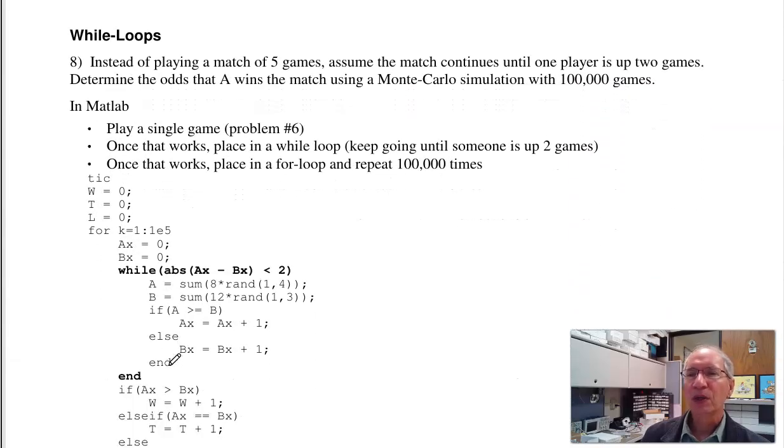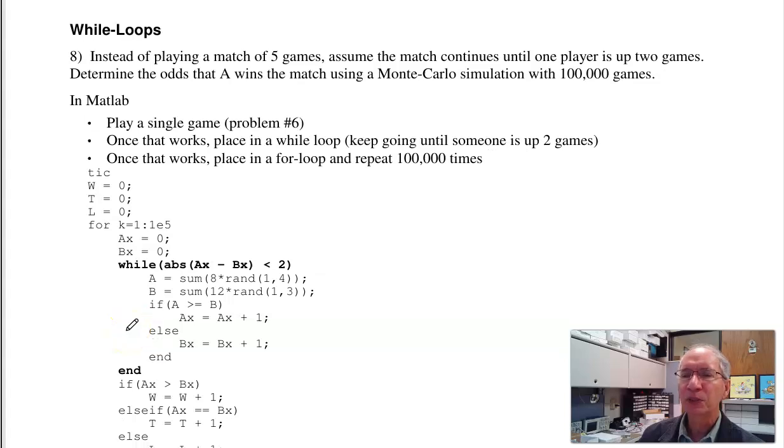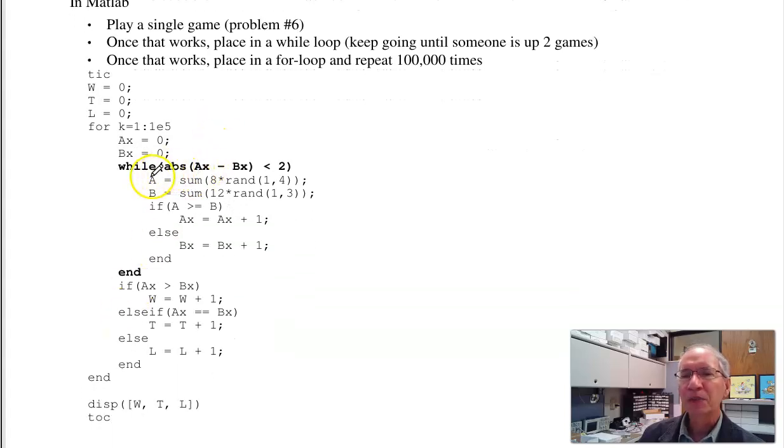A while loop. While loops are slightly different than for loops. A for loop plays a fixed number of times. A while loop keeps on going until a condition is matched, or until a condition fails. If I want to say you have to be up by 2 games to win, I'm going to play the game just like we did before. But then what I'm going to do is just have another variable. This is called AX and BX.